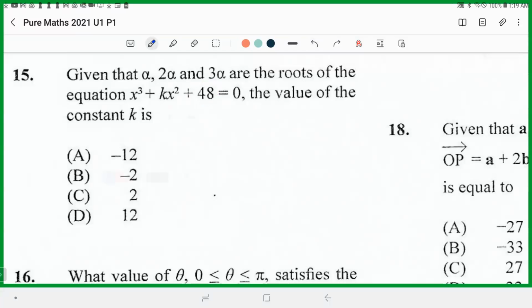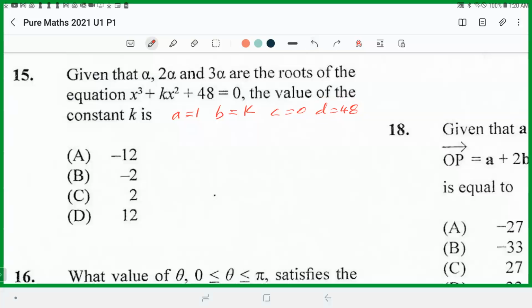If you were to write out the a, the b, the c, and the d from this, the a would be equal to 1, the coefficient. The b would be equal to k, that's the coefficient of x. There's no x term in it, so the c will be equal to 0, and then the d will be equal to 48. Now this d relates to the product of the 3 roots, and these are the 3 roots. So the product of the 3 roots equals minus d over a.